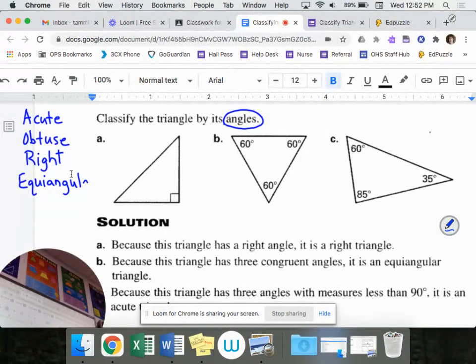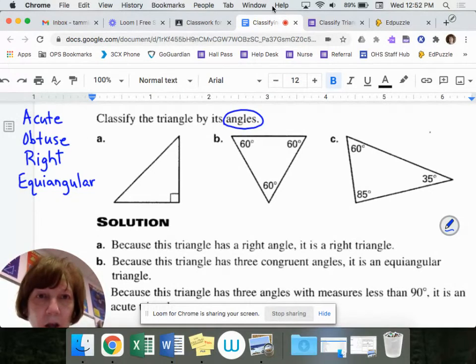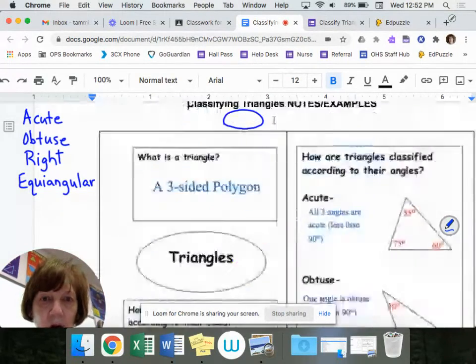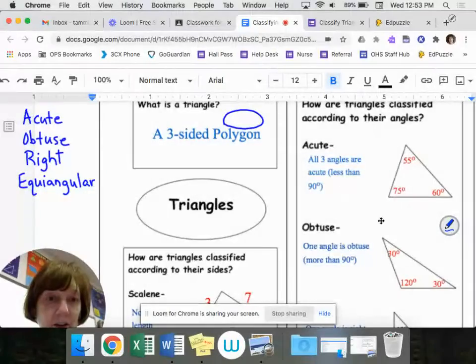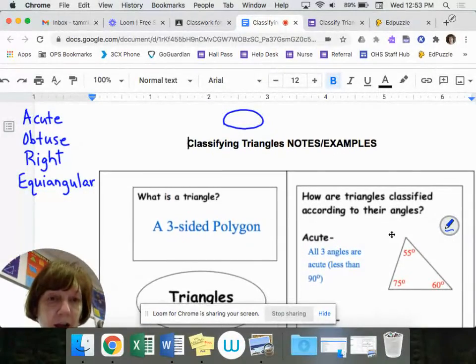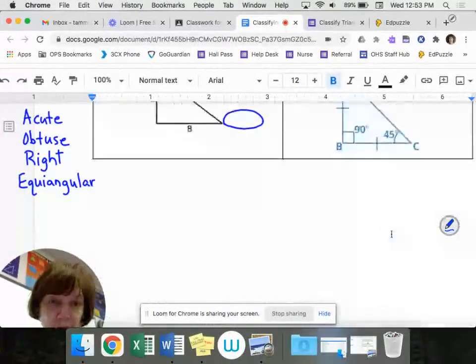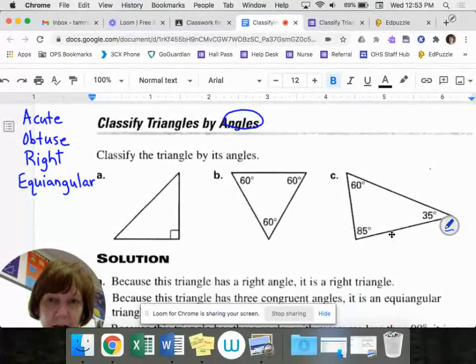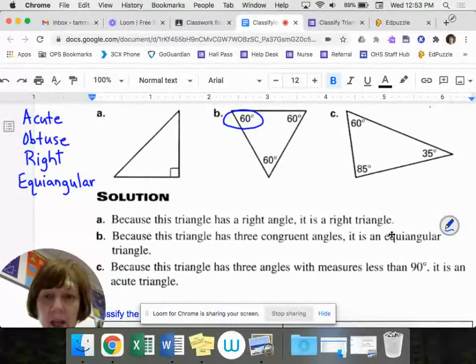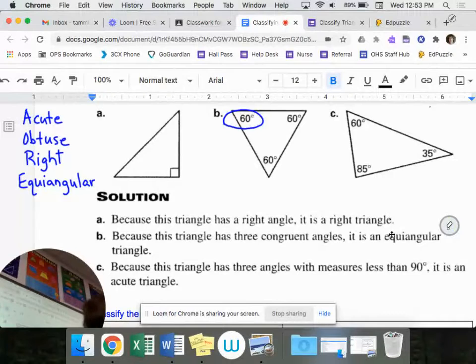Okay, these were the 4 ways to classify by angles. And remember, these were on the right side of our graphic organizer, by angles. We're working by angles right now. Okay, so let's look at example A.